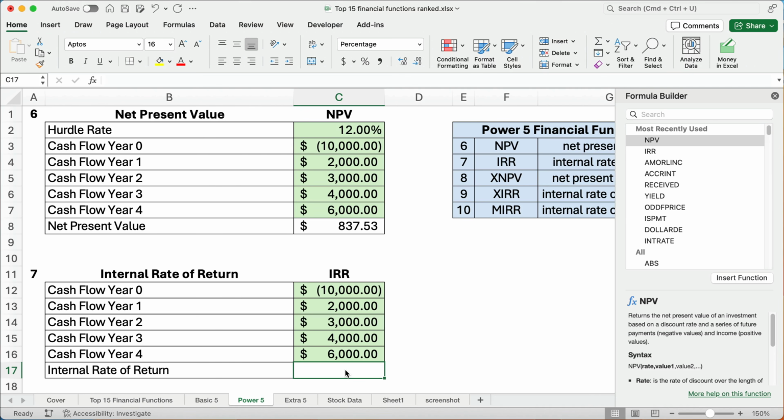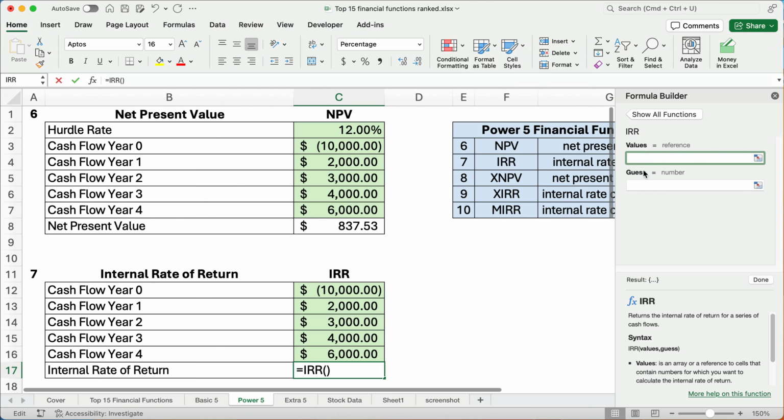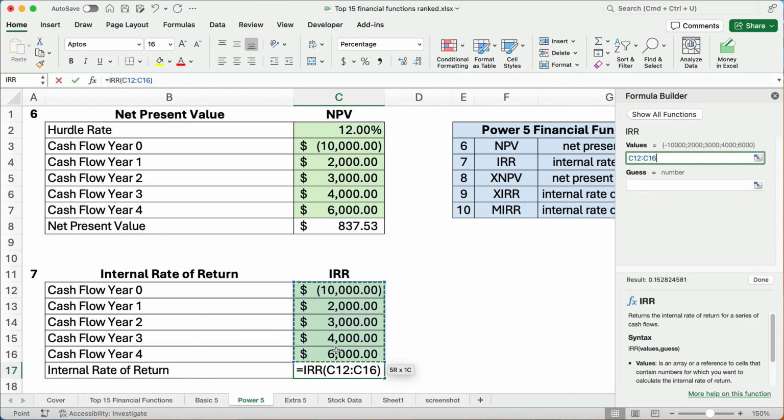So basically internal rate of return is what is the return that you receive. If you invest 10,000 and then you collect 2,000, 3,000, 4,000, and 6,000 over the next 4 years, then what is your rate of return? So let's do internal rate of return, IRR. We're going to grab all the values, including the negative 10,000 and the positive numbers. We can guess, we don't have to guess. Hit done, and it's 15.28%.